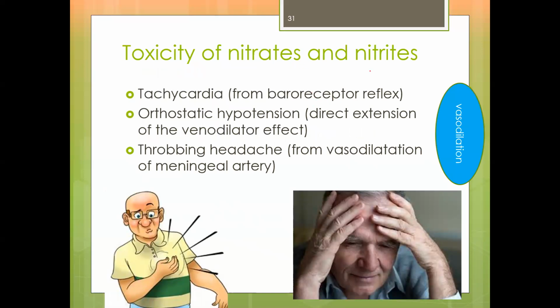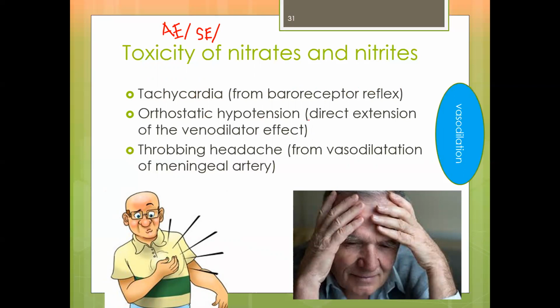Toxicity of nitrates and nitrites. You might say some people don't like the word toxicity, so you say adverse effects or side effects or unwanted effects or off-target effects sometimes, or it can be on-target sometimes. Okay. So toxicity of nitrates and nitrites, tachycardia as a result of the baroreceptor reflex. So you get increase in your heart rate. So when you have vasodilatation elsewhere, your body will compensate by increasing the heart rate to compensate for the vasodilatation. And then orthostatic hypotension.